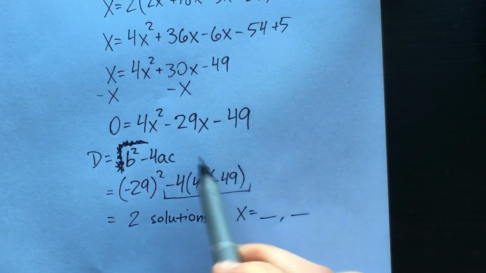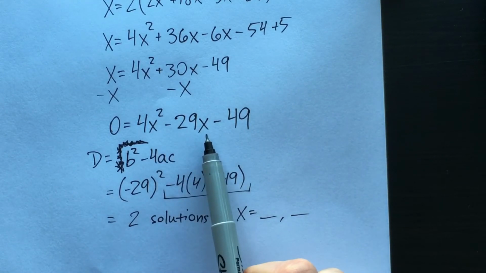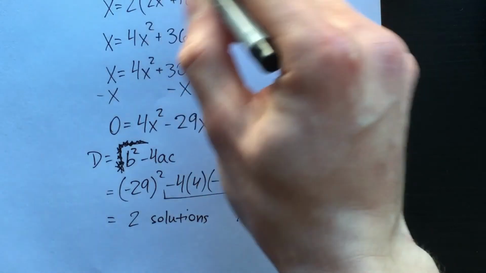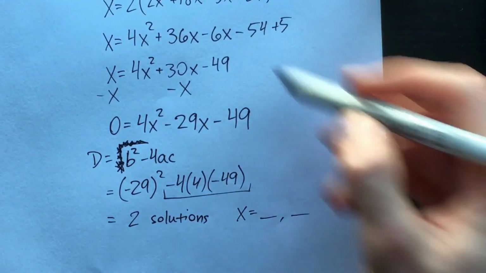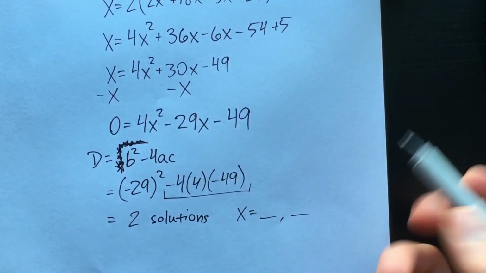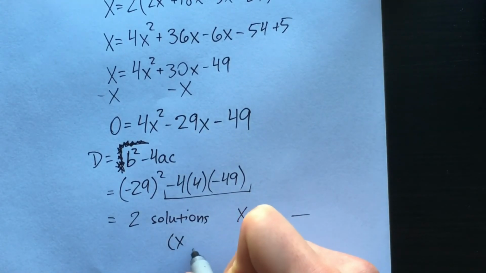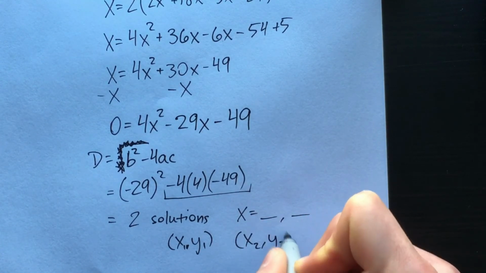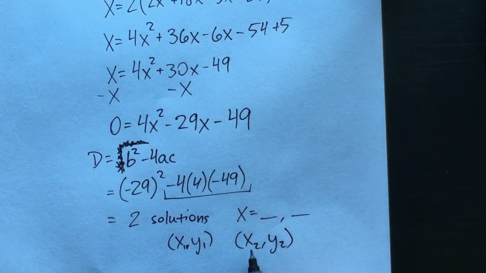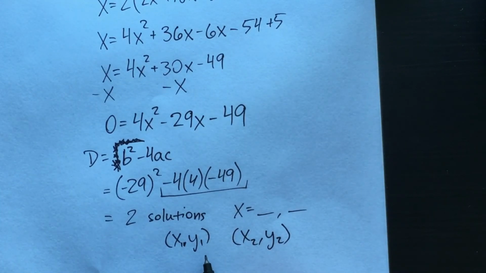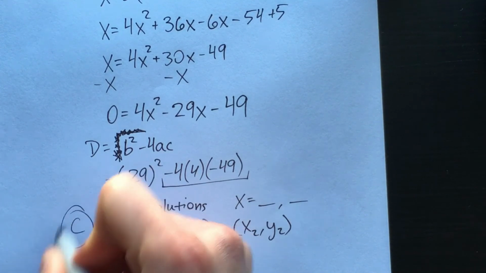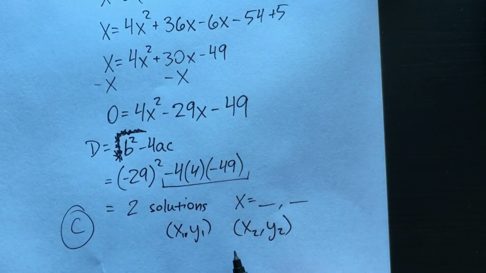Two values of x that work for this quadratic, and you would find the full solution by just plugging one x back into here, find y, and plug the other x back into y and find that corresponding y. So you would get x1 comma y1, and then you get some second x2 comma y2. Luckily, you don't have to find those. All you have to know or answer for this problem is C, that there are going to be two solutions to this problem.